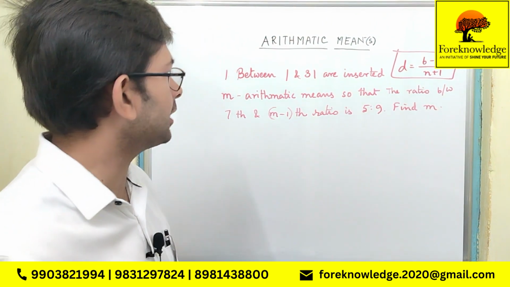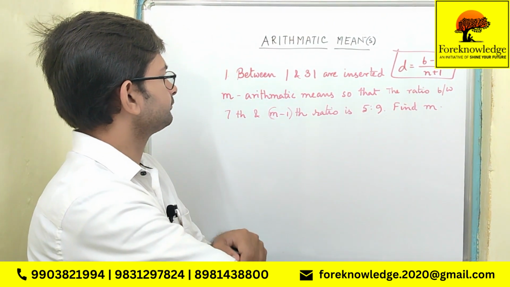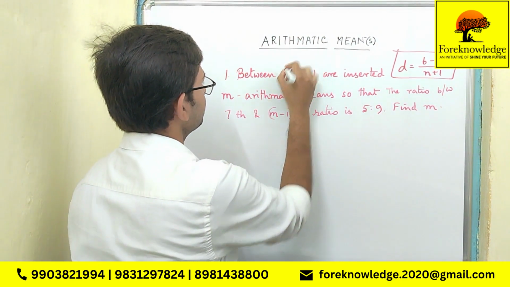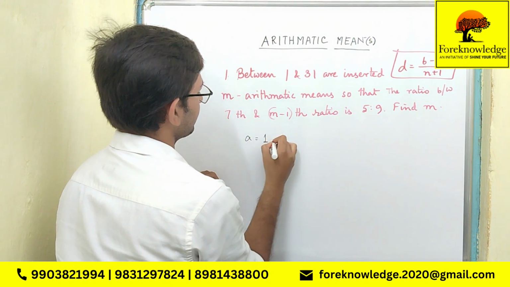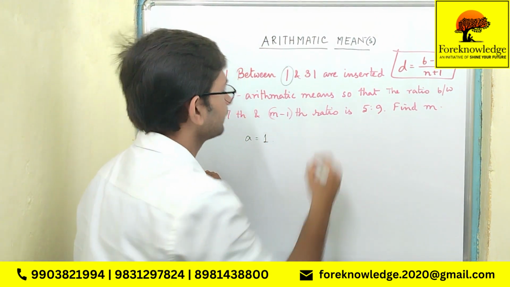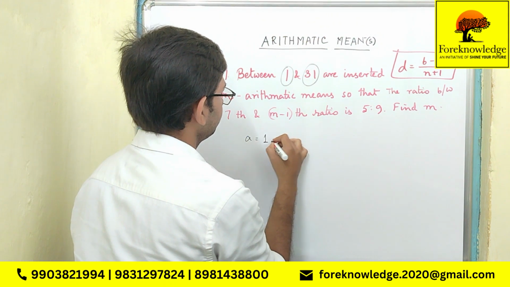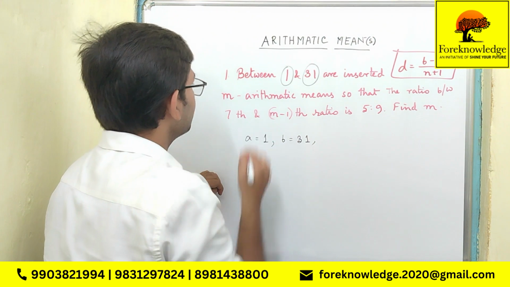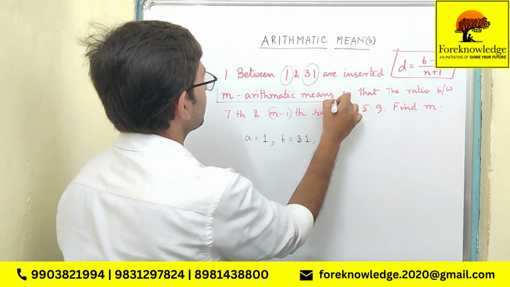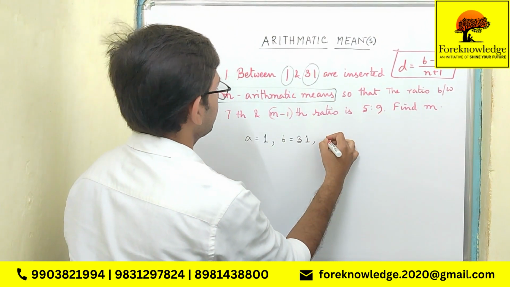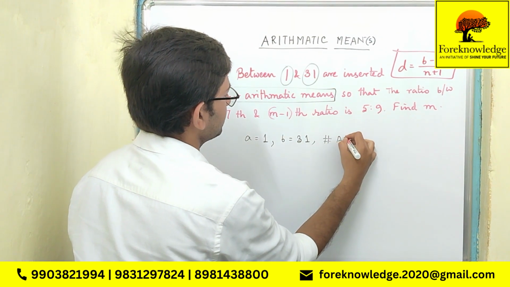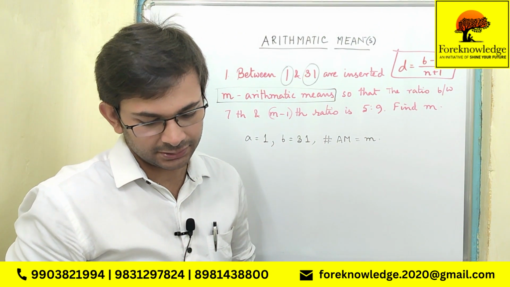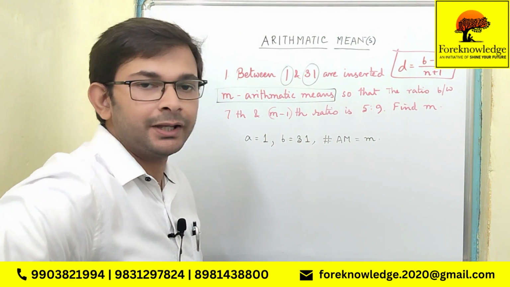So let's start. What is told here? First term is 1, last term is 31, number of arithmetic means is m. Number of arithmetic means is equal to m. Fine.